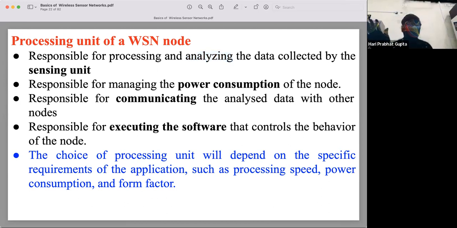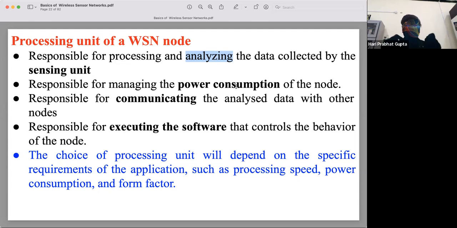Yes. So processing for pre-processing and other work, and then after comes the analysis, whether it is required or not. If required, then we can do something else, we can drop it. So this is the responsibility of the processing unit. Another responsibility of the processing unit is managing the power consumption.